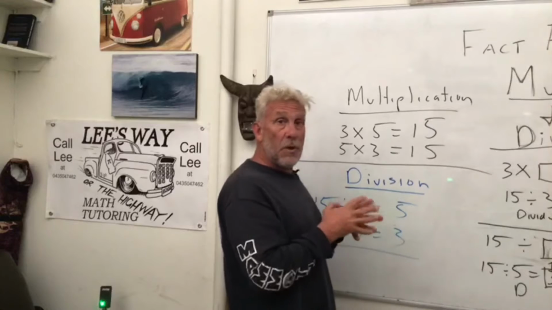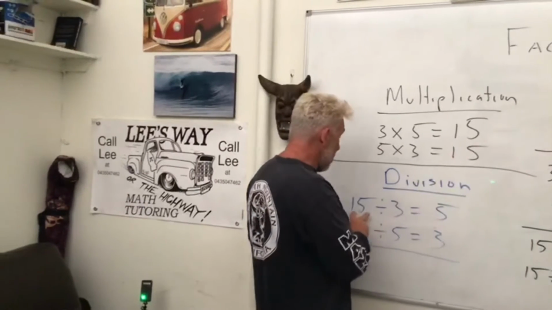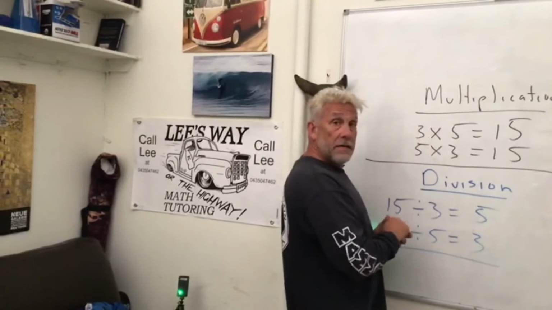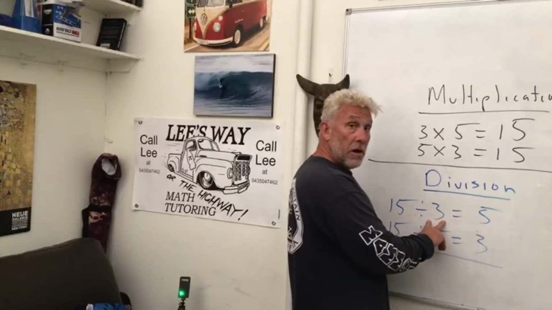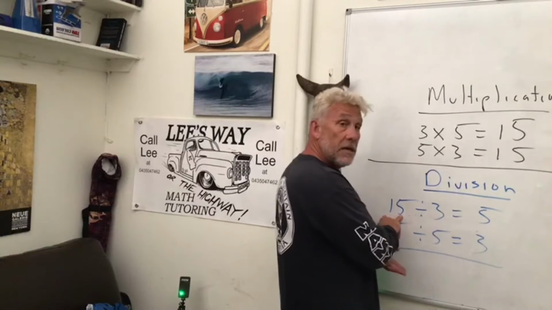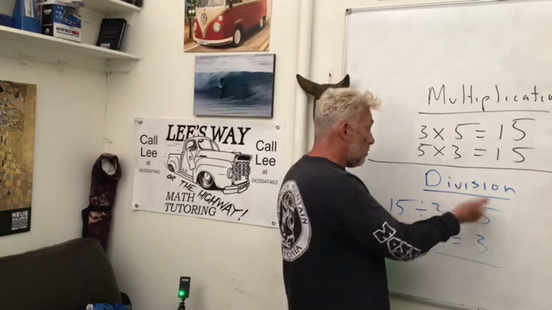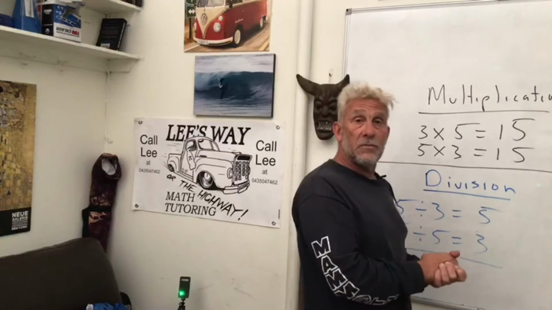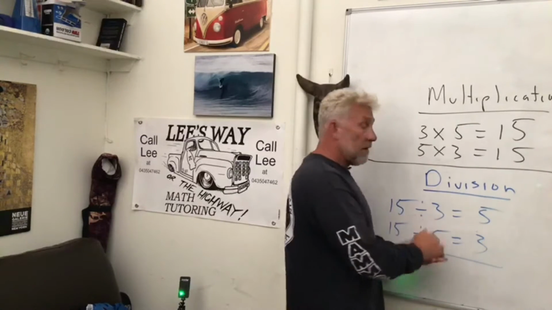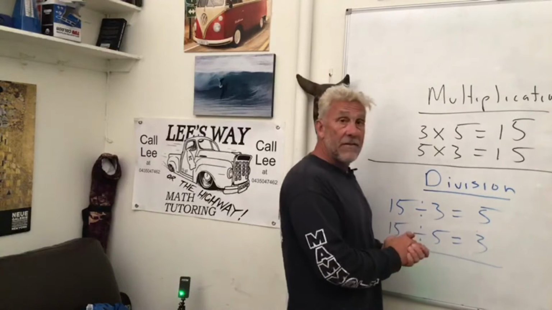Now, the next part is similar to the addition and subtraction. You take the bigger number and you can take either of the smaller numbers and then you get the other smaller number. So 15, the bigger number, goes first. Divide by either of the smaller numbers and you get the other smaller number. So here 15 divided by 3 is 5. And then 15 divided by 5 is 3.